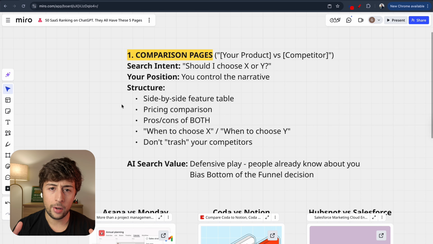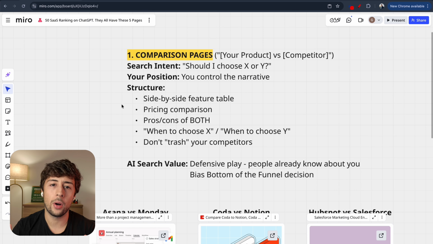The way that you should structure these kinds of pages is that you do these side-by-side feature tables. Tables are very good also for AI search. If you have pricing, even better. You basically just structure all of the features and the characteristics of your product versus your competitor. And you list all of the pros and cons and when to choose one and when to choose the other. You just don't say, oh, my product is the best, Notion is the worst. No, you need to adapt the products and try to fit them in a box. So this product is for these needs, for these kinds of people, and this product is for others.